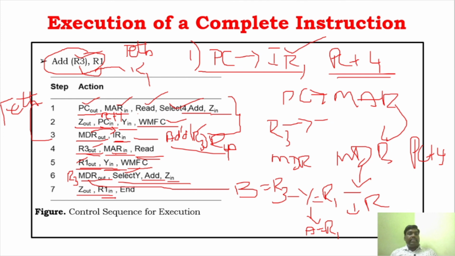Clear? Step by step instruction. So you have to be very careful with the logic. If you understand the logic, you can write it by yourself. You have to understand what is MAR, what is the read cycle, what is the MFC signal, and this is common for all instructions. So these are the steps involved in executing a complete instruction.